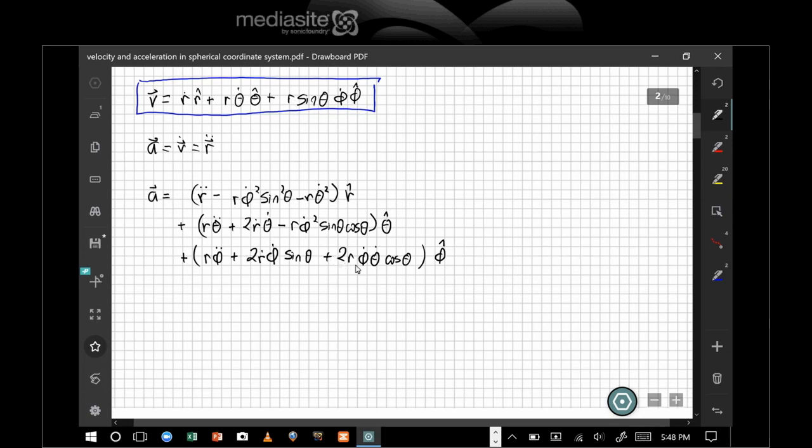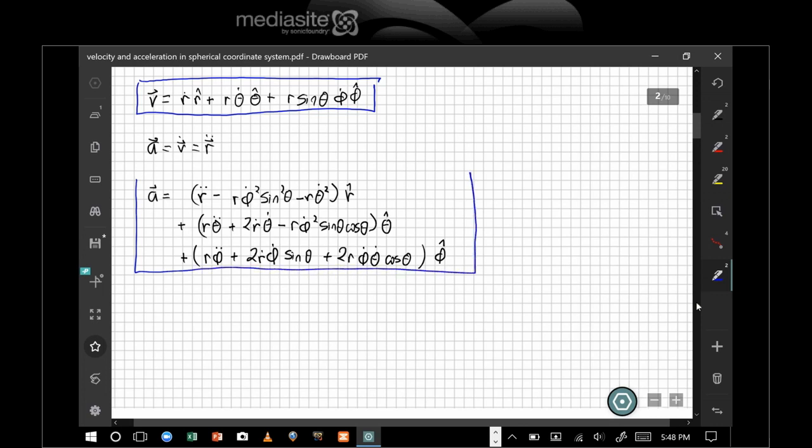And then you can look at terms like this. For example, look at this term here. I have 2 times r, which is meters, times 1 over second, times 1 over second. It gives me units of meters per second squared. So it has the right units. Okay. So there you go. What we did was derive expressions for velocity and acceleration in spherical coordinate system.